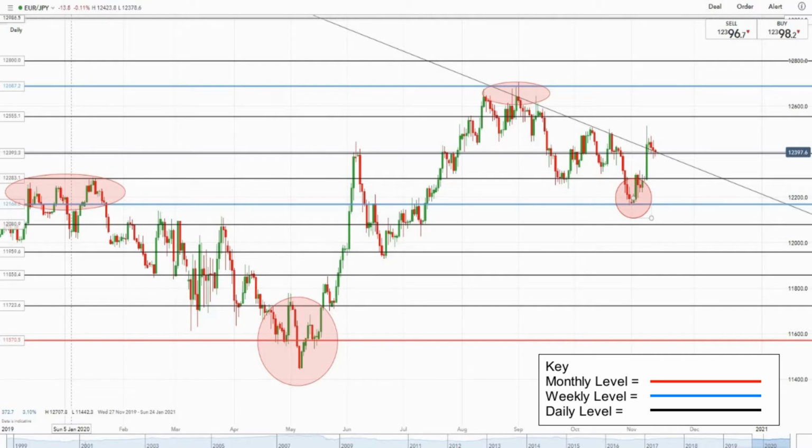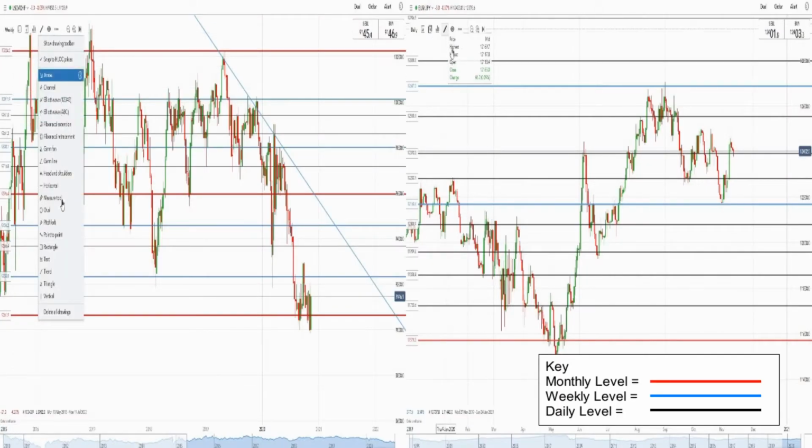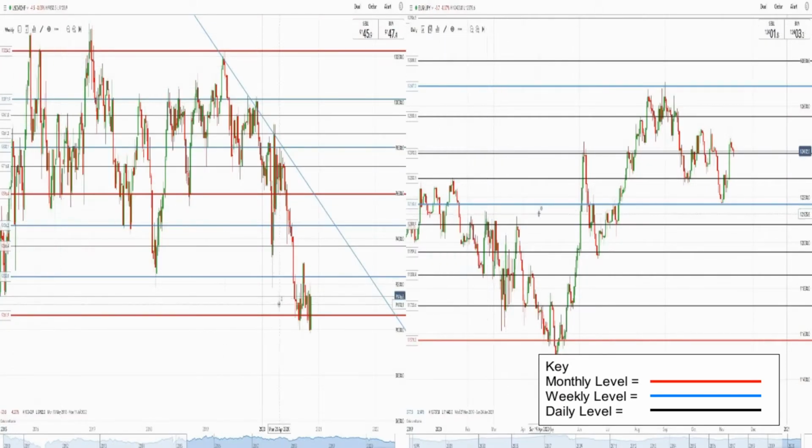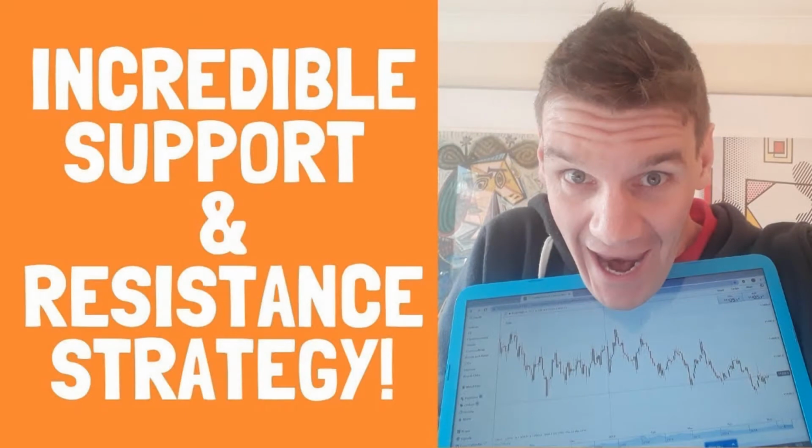So why is this important? Well, because it helps you choose which pair to trade. If you see that a pair has reached a monthly level of support and/or resistance, and another pair is at a daily level of support or resistance, a trade is more likely to be successful with the pair that is at the monthly level. I created a video which goes into far greater depth about how I draw these levels.